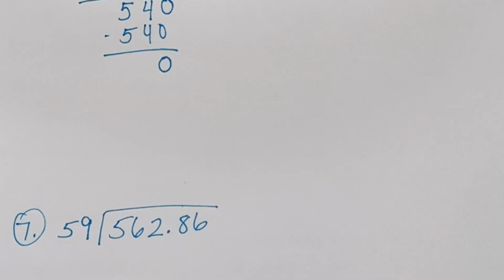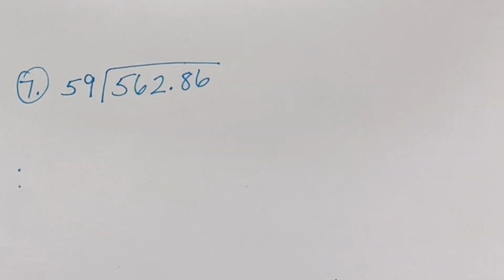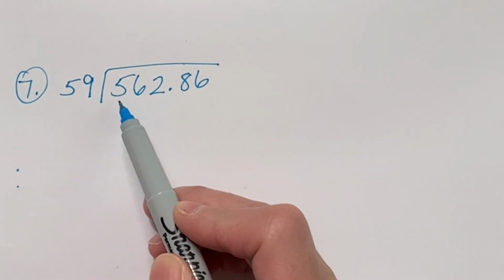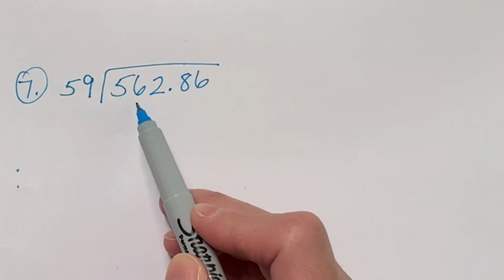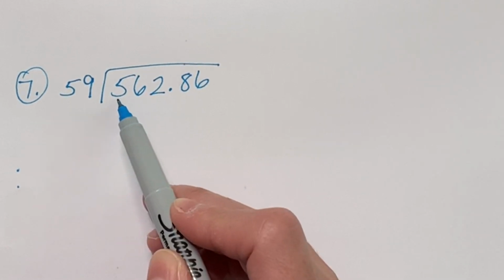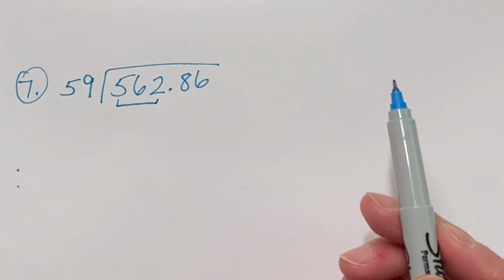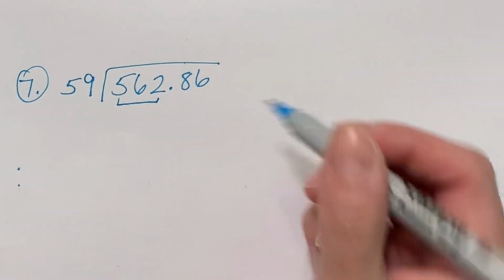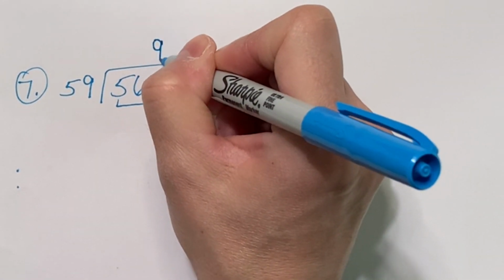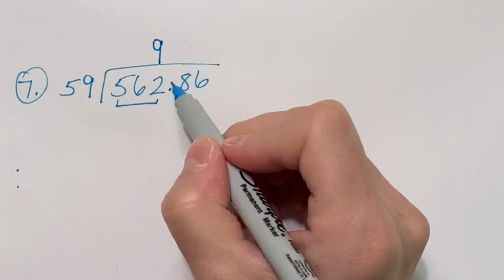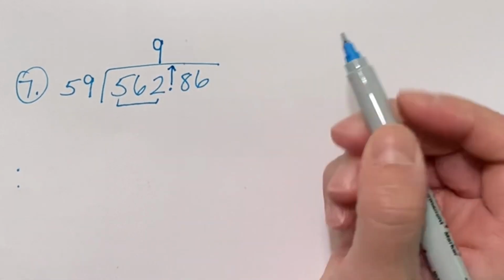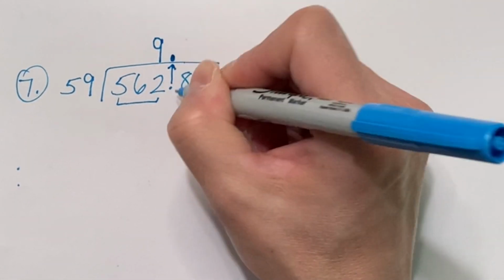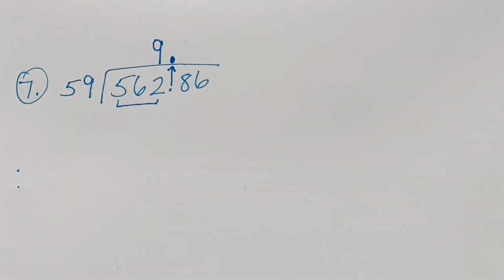Okay? Next problem. 562.86 divided by 59. 59 cannot go into 5. 59 cannot go into 56. But 59 can go into 562. And it can go in there 9 times. Don't forget, and you can do this at the end or in the beginning, but don't forget to place your decimal above where it sits in the problem because that's its new home.